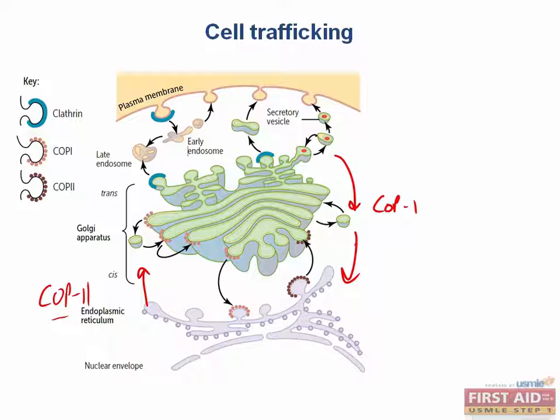Now you might have your own way of remembering these, but I like to think of 1 being symbolic of the beginning, like the starting point, so COP1 goes towards the beginning, which in this case is the rough ER, and COP2 goes the other way. Lastly, clathrin is important for receptor-mediated endocytosis, and is also used to send vesicles to lysosomes.